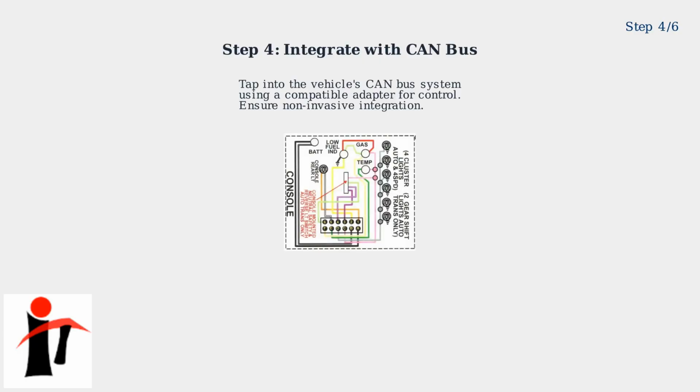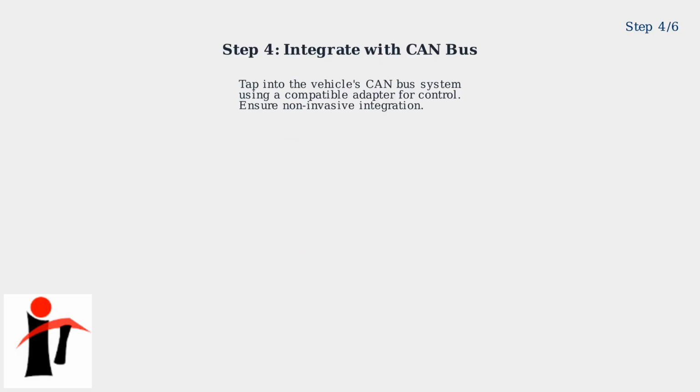Integrate with the CAN bus by connecting a Tesla-compatible adapter. This allows the lighting to communicate with the vehicle's systems without disrupting autopilot or infotainment. Follow the electrical diagram carefully to avoid triggering diagnostic alerts.